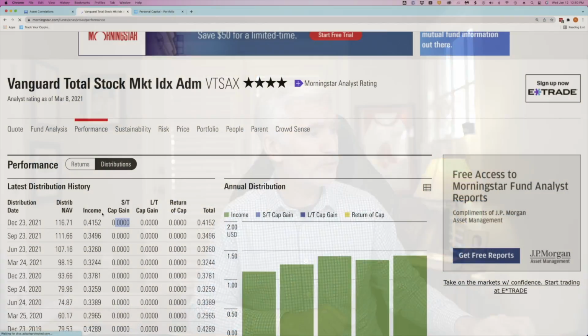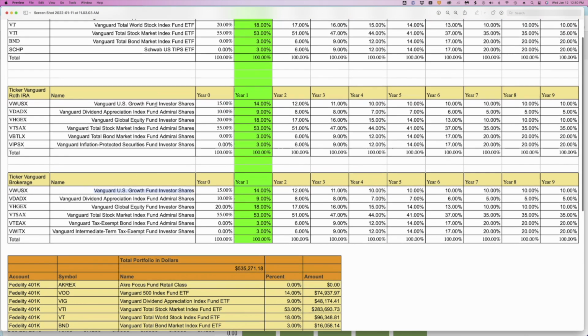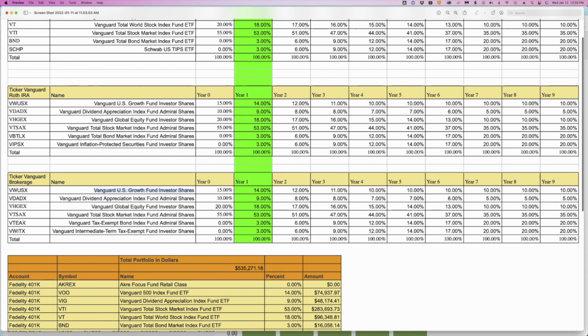Now, one more thing I want to show you before we bring the video to a close. Going back to his portfolio, we mentioned these muni funds. He's got VTEAX and VWITX. These are Vanguard municipal bond funds. They're exempt from federal income tax, and for that reason, particularly if you're in a higher tax bracket, they can be a good option. But the question is, he's using two funds, and they're both Vanguard tax-exempt funds.